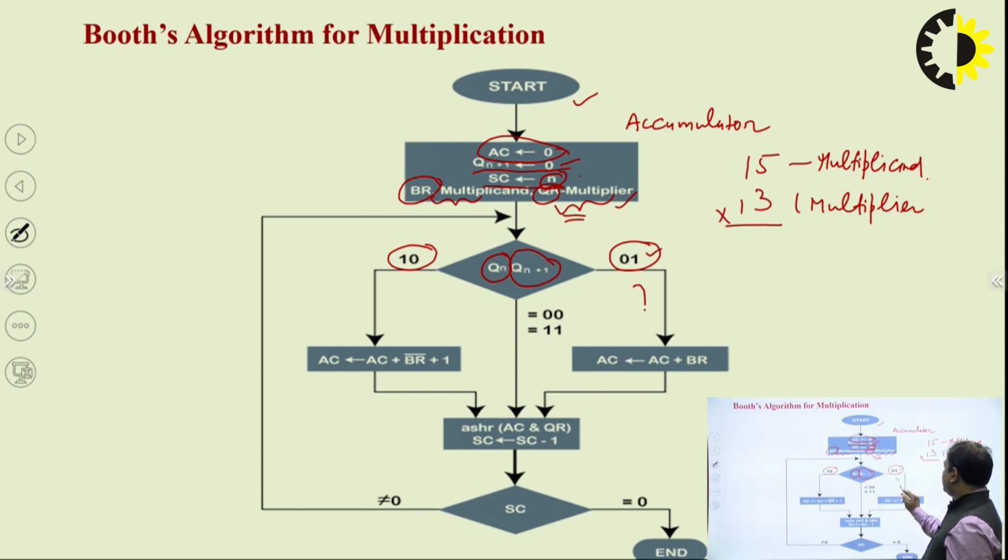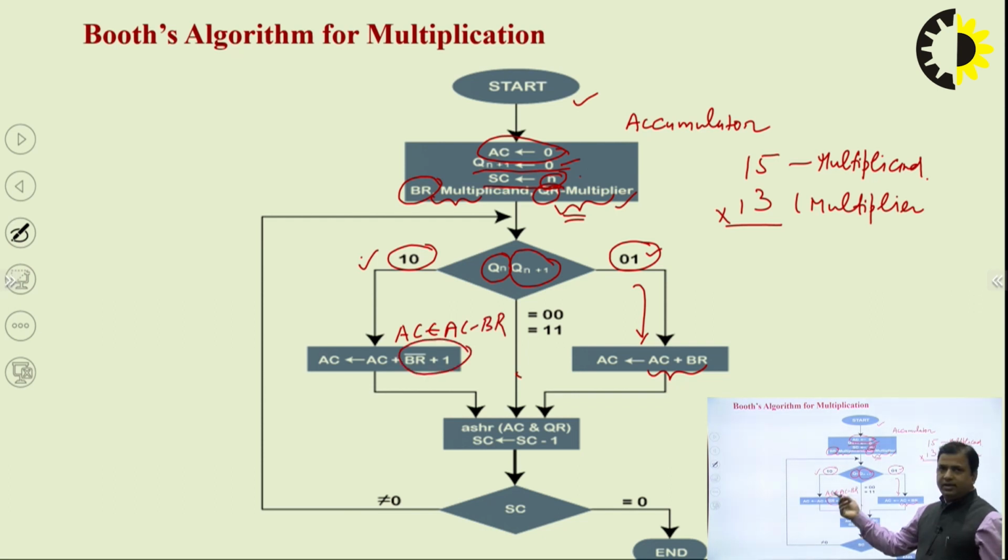If Qn and Qn plus 1 equals 0 1, then the accumulator is added with the contents of BR. That is, accumulator equals accumulator plus BR, right. Second, if Qn Qn plus 1 equals 1 0, then accumulator equals accumulator minus BR, or we can say BR complement plus 1. Next, if the Qn Qn plus 1 pair has the same bits, 0 0 or 1 1, both bits are same, then we perform the arithmetic shift right operation of AC and QR.